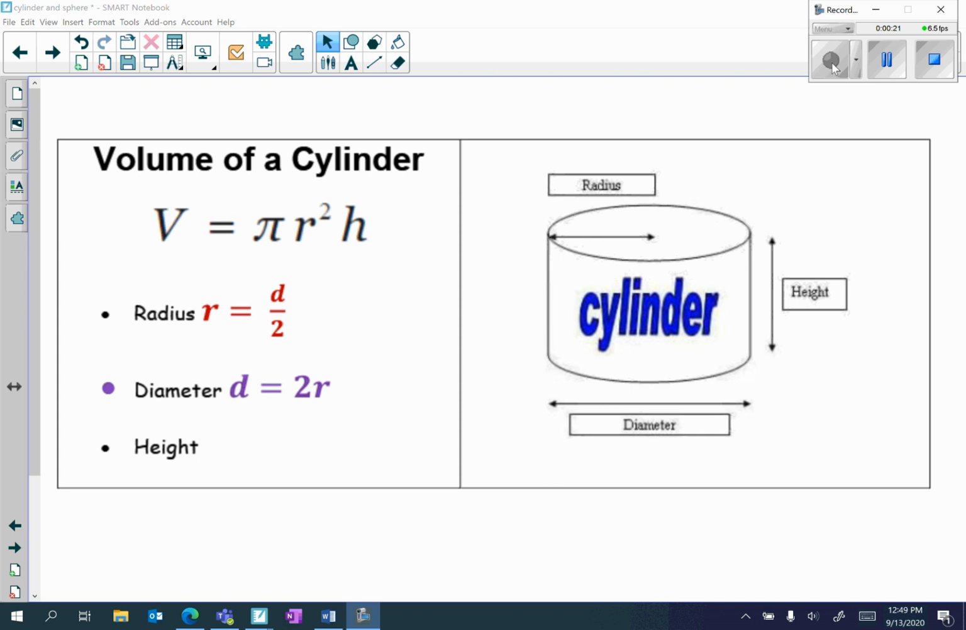Remember, r is the radius, and if given the diameter, you divide by 2 to find the radius. The diameter is equal to 2 times the radius, and then you're given the height.